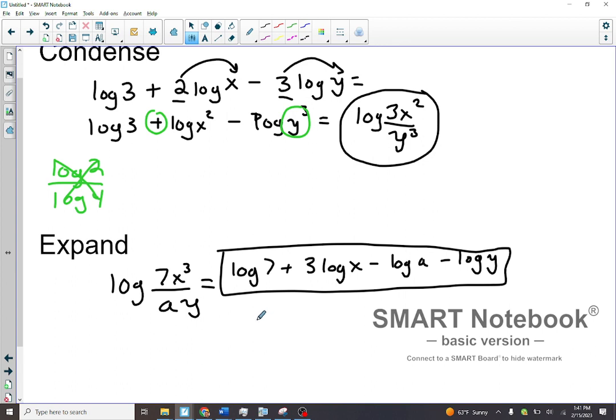Why would it become log 21? Because this is not 3 times 7. Log 7 is inside a log, and then it's 3 times log x, which is inside its own log. They're not 7 times 3. It's not even 7 plus 3. It's 7x cubed, because the 3 goes on top of the x. It's all within a log, just inside parentheses.